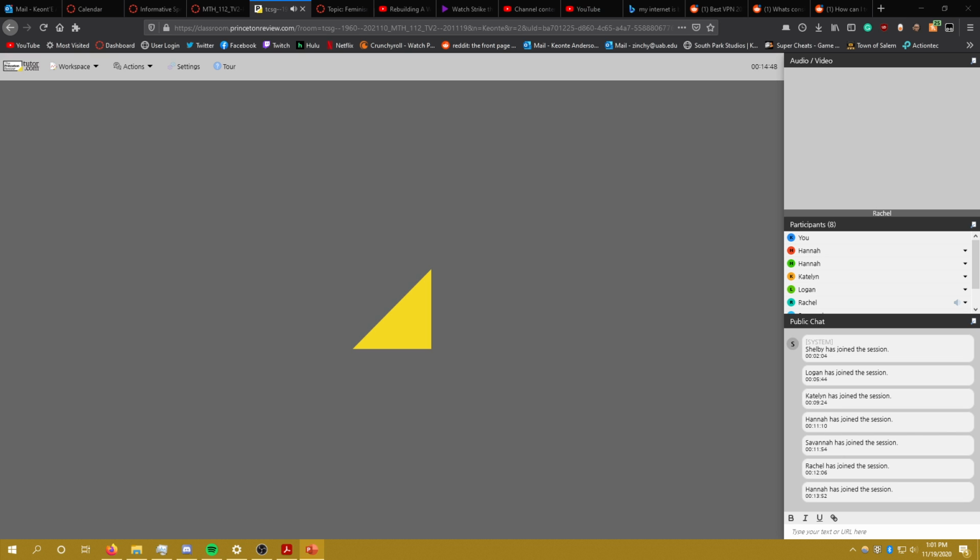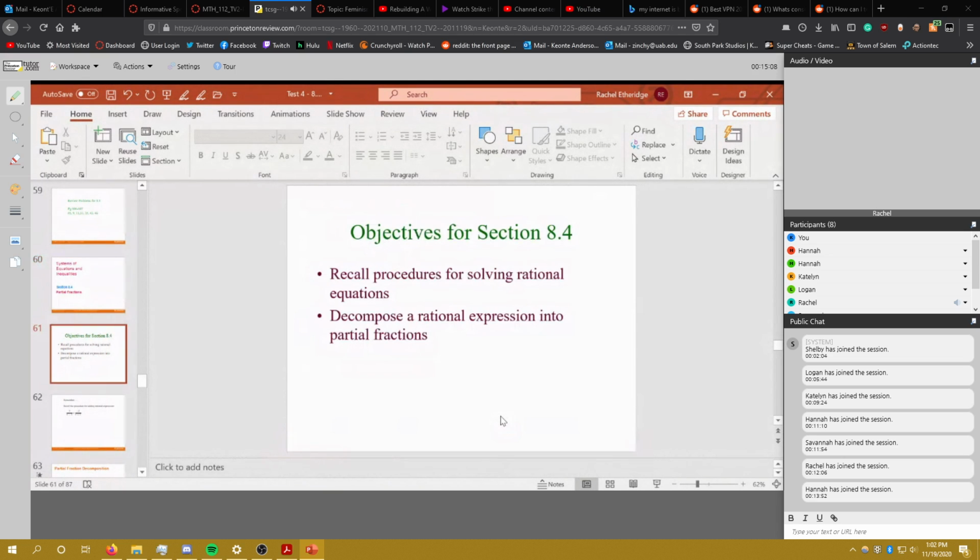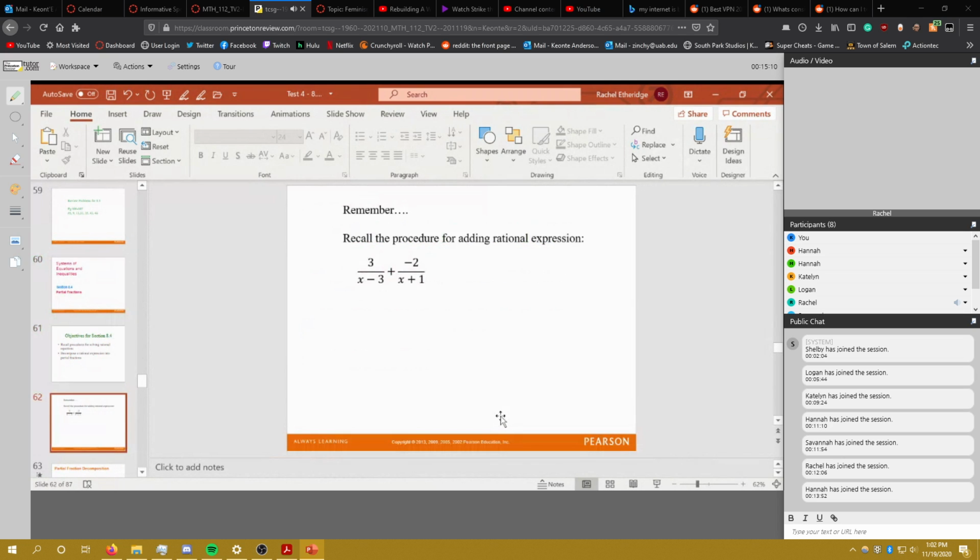All right, so I'm going to share a screen with you. So this is called partial fractions, and that's what we're going to do: decompose a rational expression into partial fractions. So the first thing I want you to do is go back in time and recall when you have to simplify, or let's say we want to add these two rational expressions and we want to get a common denominator.